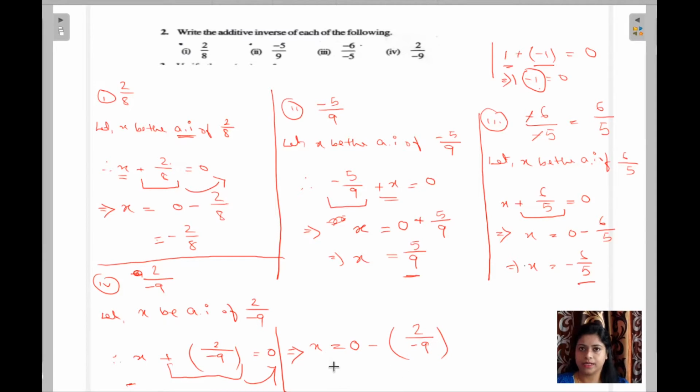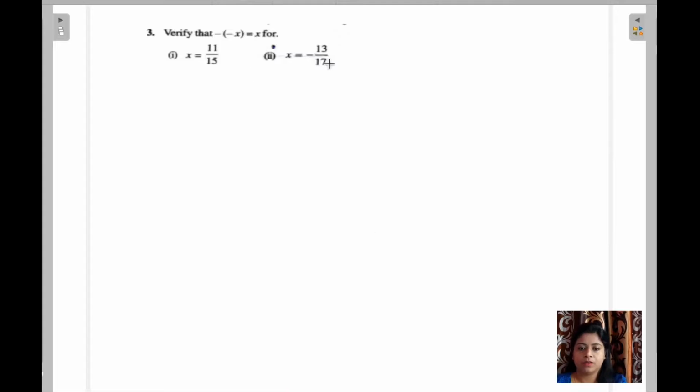Okay, clear to you? So 0 minus anything is that number only. So minus of 2 by minus 9. Okay. So minus and minus will be equals to plus. So this implies x equals to minus minus plus. So that's why 2 by 9. X equals to 2 by 9. That means 2 by 9 is the additive inverse of 2 by minus 9. Okay, these are really very easy.